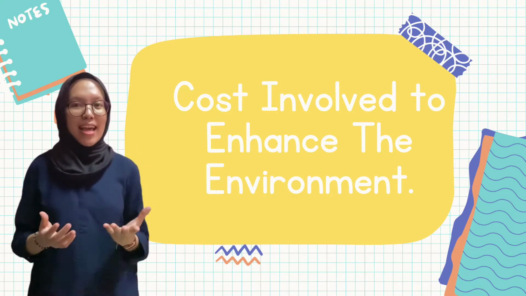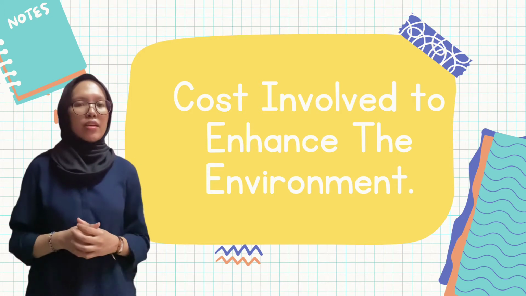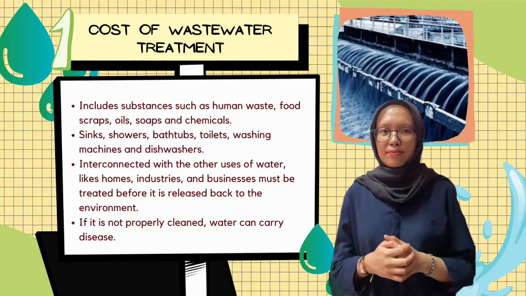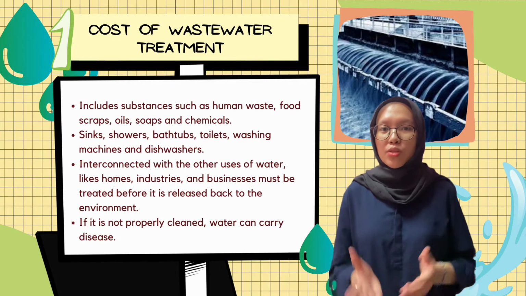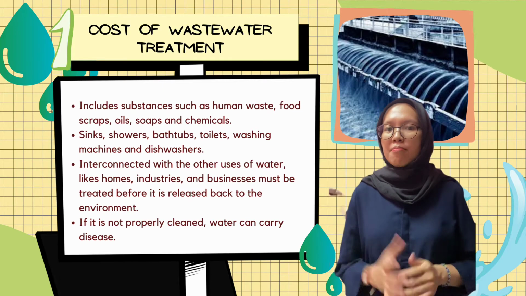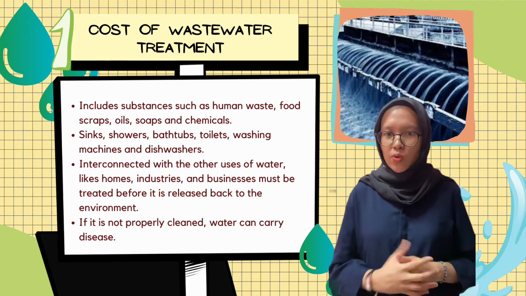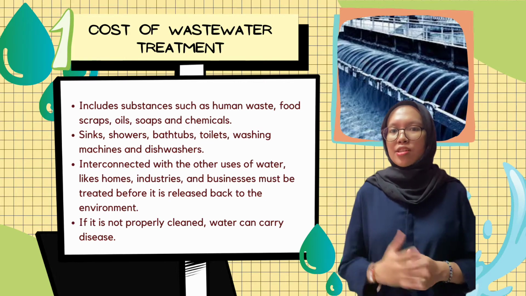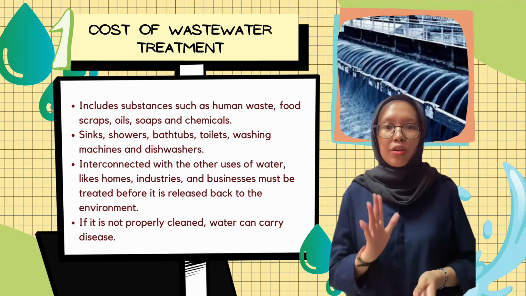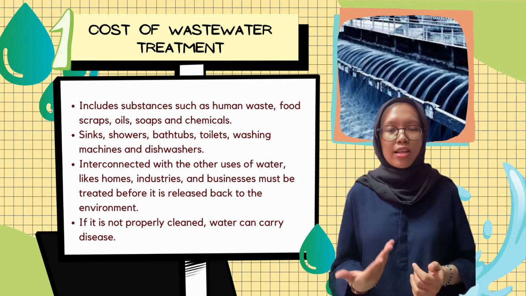Hi, next, me Kairunisa binti Mahazir will be presenting the costs that will be involved in order to protect and enhance the environment. And the first cost is wastewater treatment. In order to protect the environment, the company might have incurred the cost of wastewater treatment. Wastewater is used water. It includes substances such as human waste, food scraps, oil, soaps, and chemicals. In homes, this includes water from sinks, showers, bathtubs, toilets, and more.